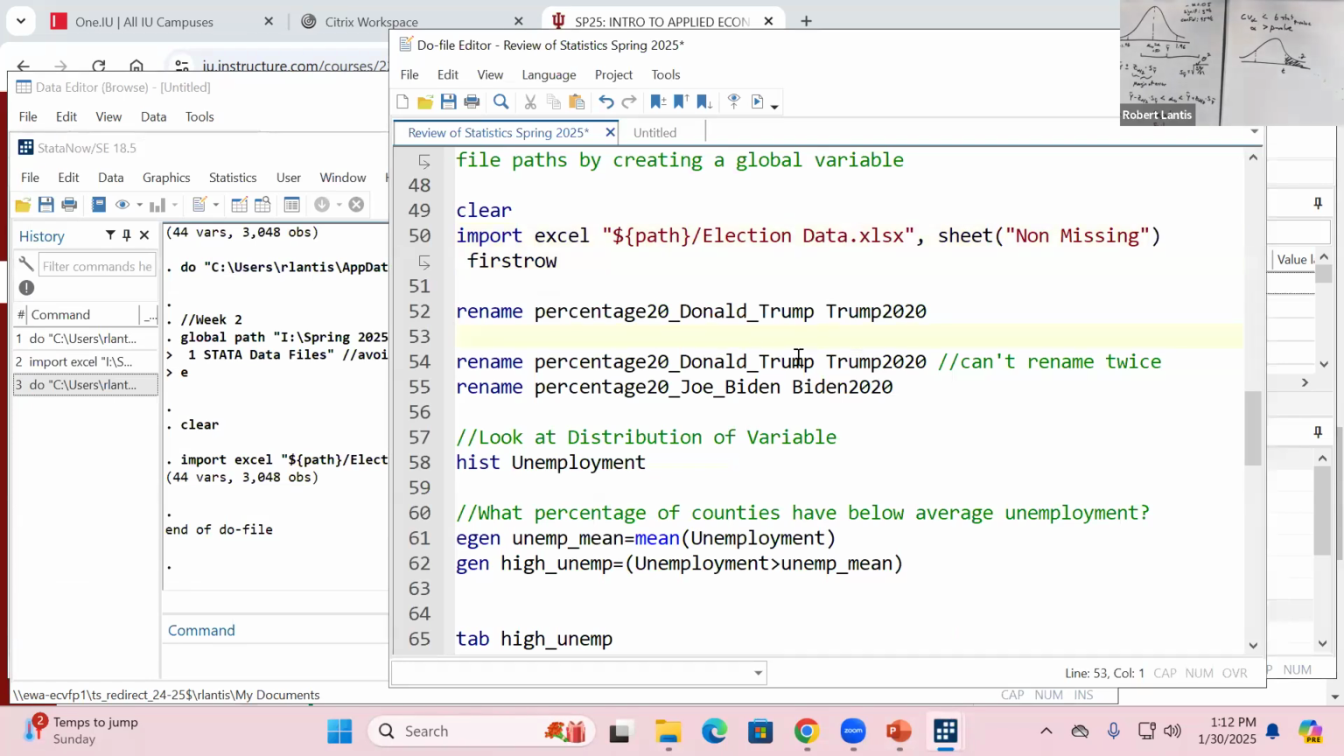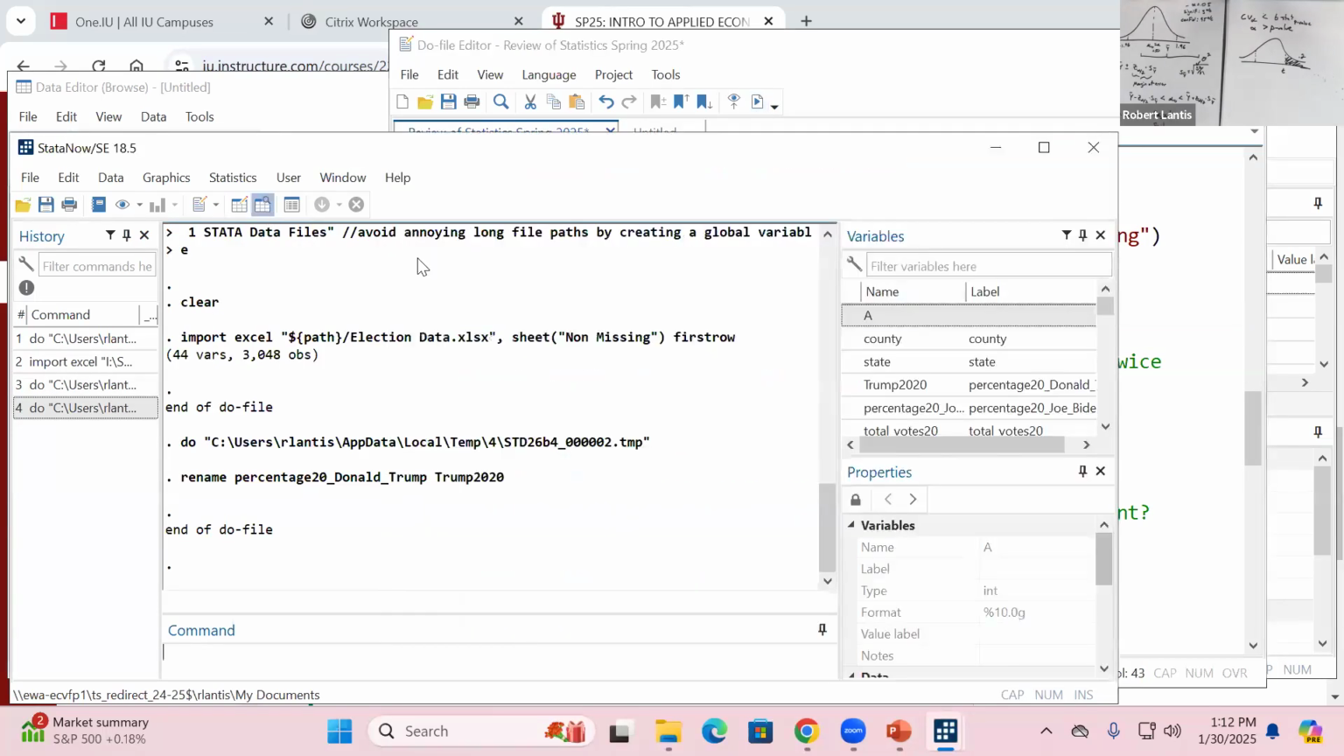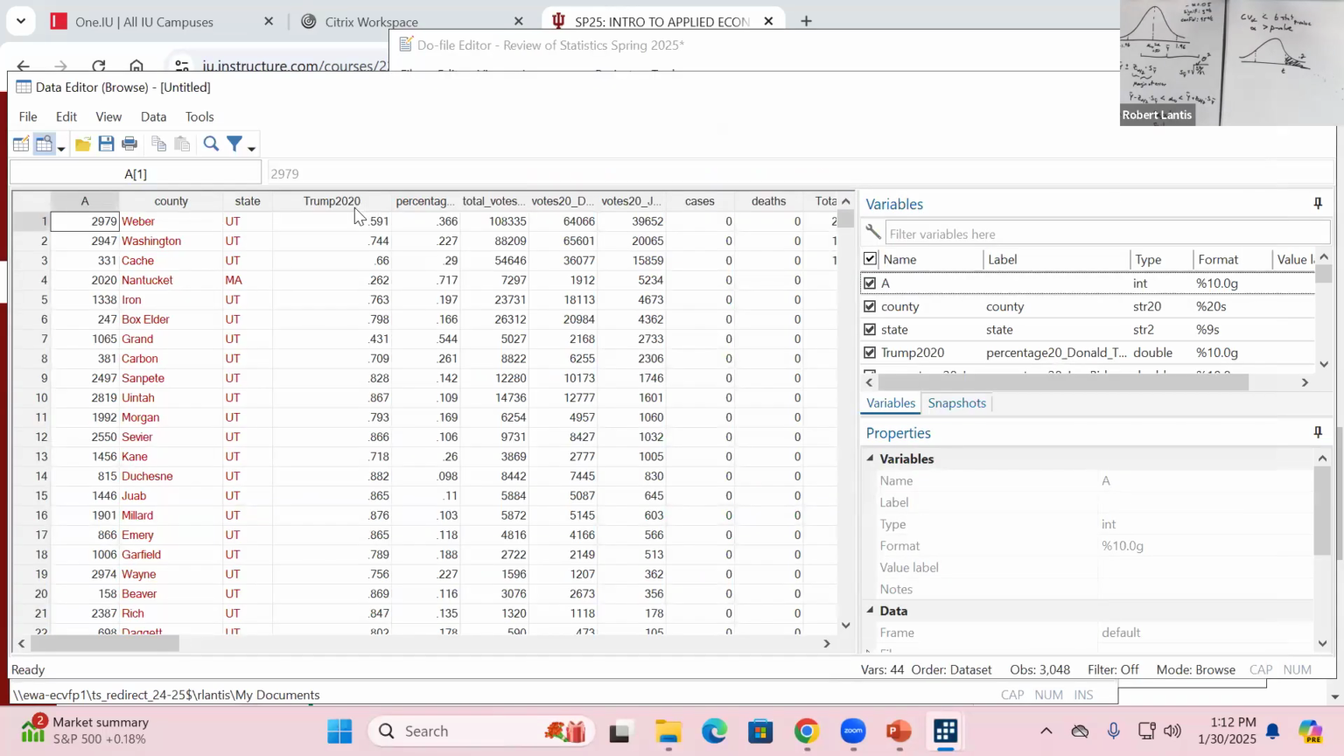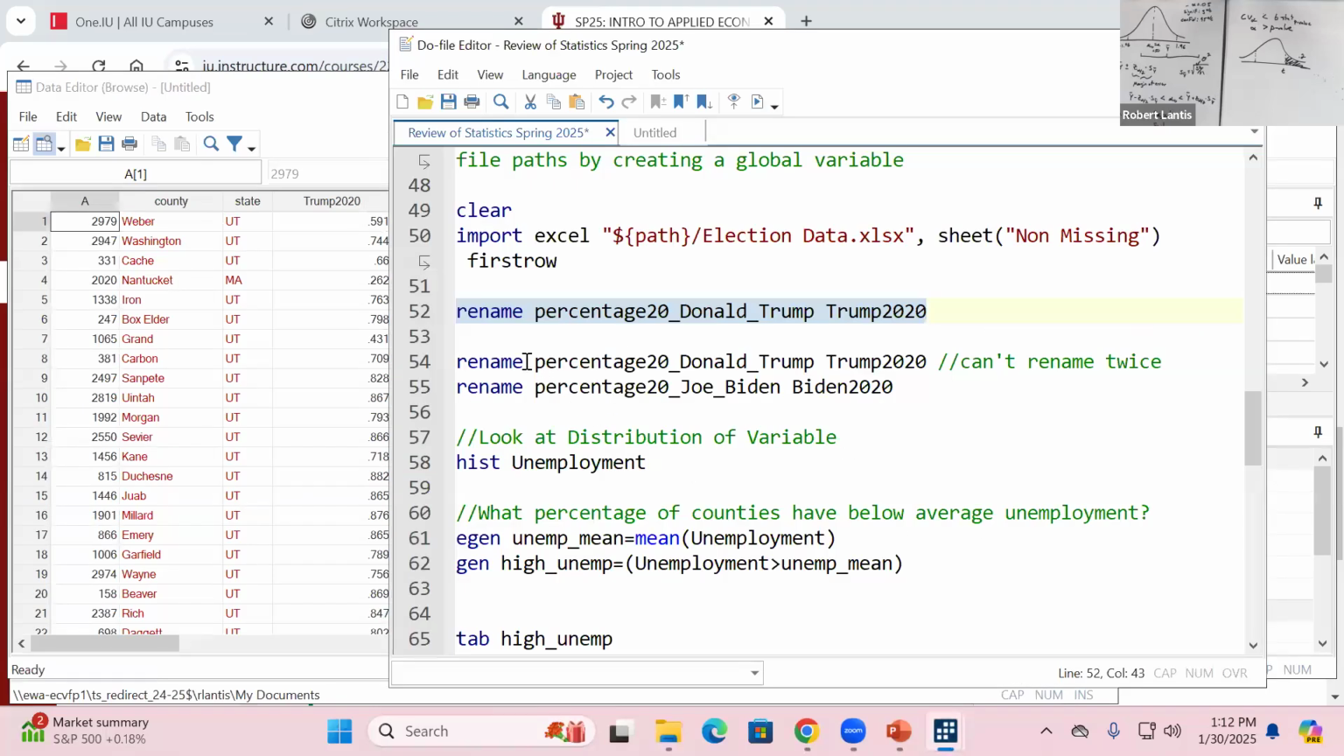Also, it's just easier to deal with smaller variable names, and I could remember what they represented. So we have these rename commands. This lets me rename a variable to something that's easier to type every single time. So instead of percentage 20, which was 2020 Donald Trump, I'm just going to name this Trump 2020. What that'll do when I run that code is rename that variable to something a little bit nicer. You don't have to do this, it just makes your life easier.